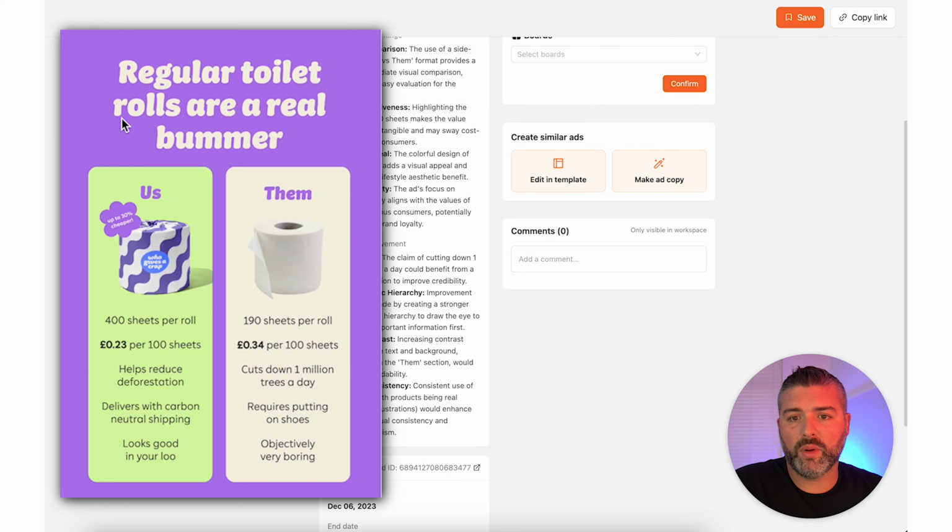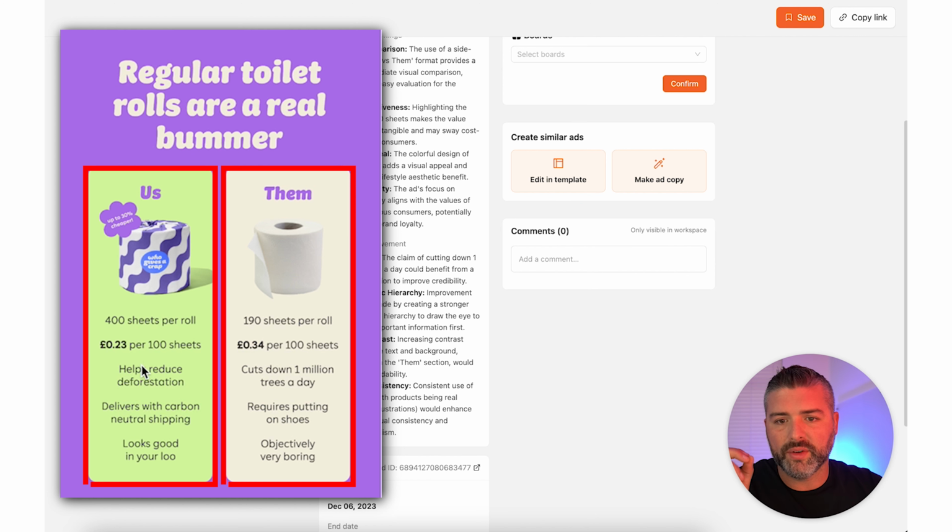So regular toilet rolls are a real bummer. The purple makes me stop, completely opposite than the whites and blues that we see on Meta. Okay, us versus them. Clearly, everyone knows what this them is. It's a standard piece of toilet paper or roll. From here, us. So we're making a statement that this product that we are all accustomed to is a real bummer.